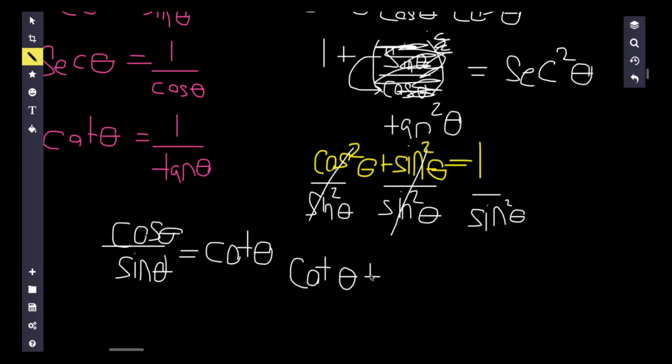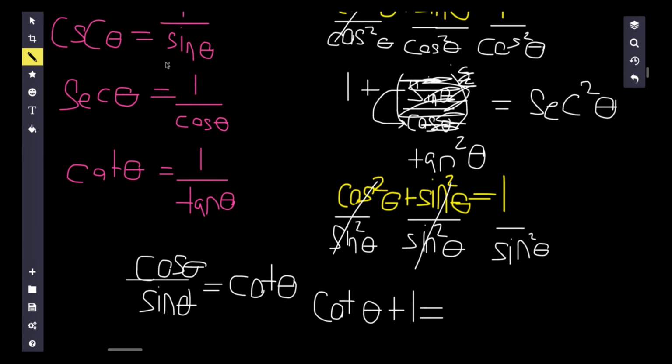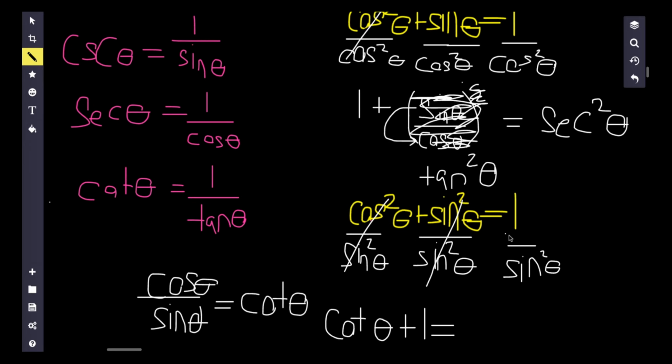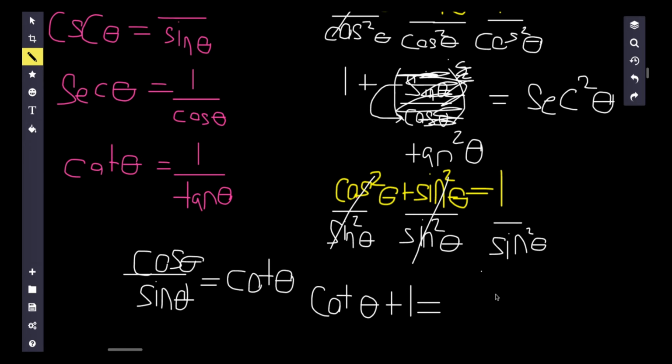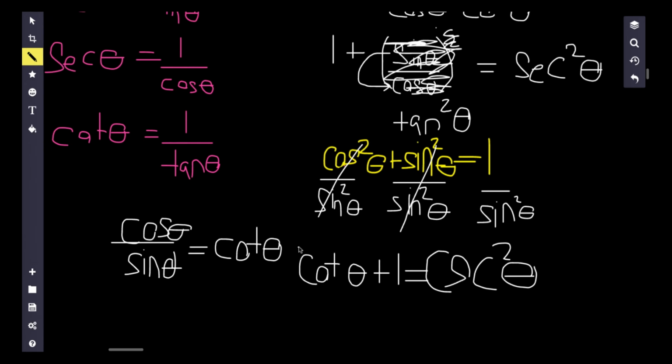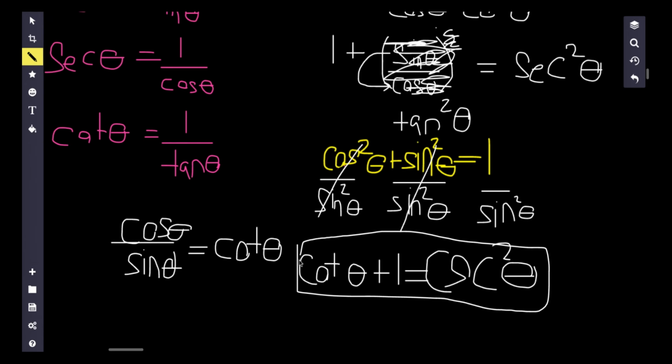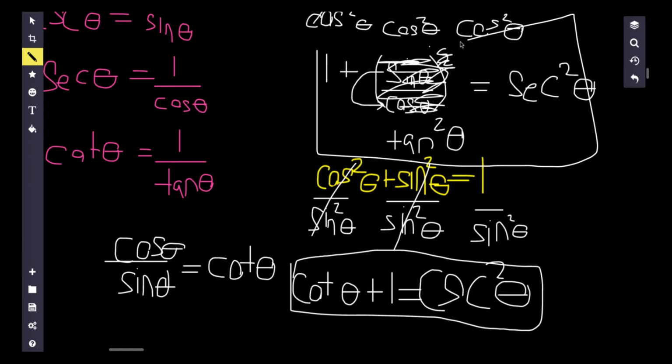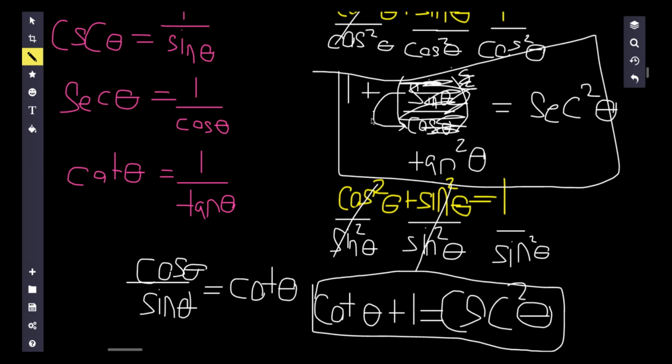Sine squared over sine squared is just equal to 1 because it cancels out. And 1 divided by sine theta squared, well, that's cosecant of theta, except we have a sine squared theta, so it's going to be equal to cosecant of theta squared. And that is our second identity that we've gotten from just the Pythagorean trig identity.